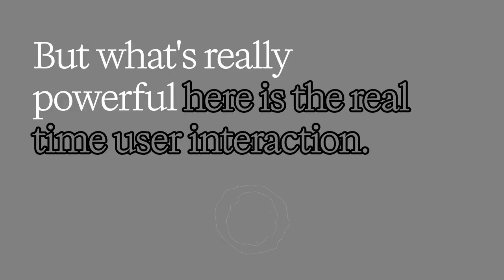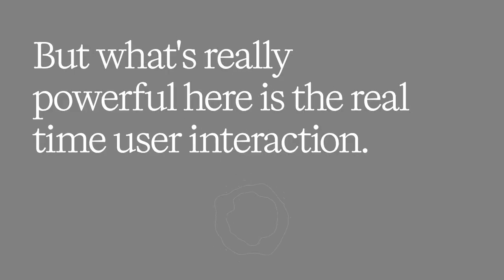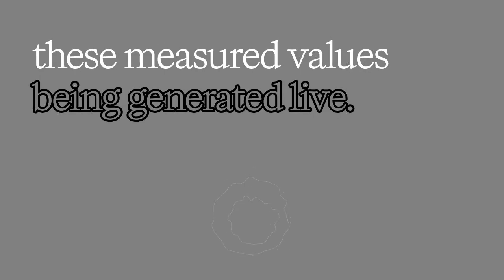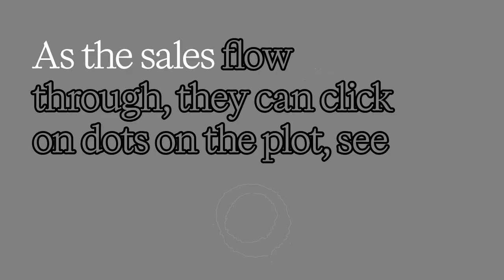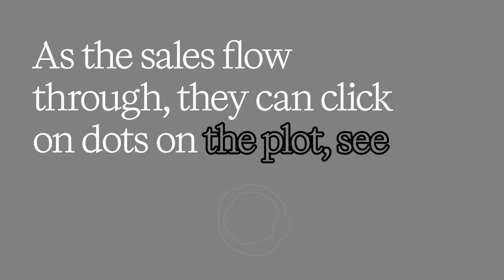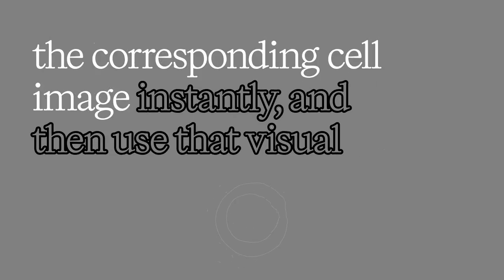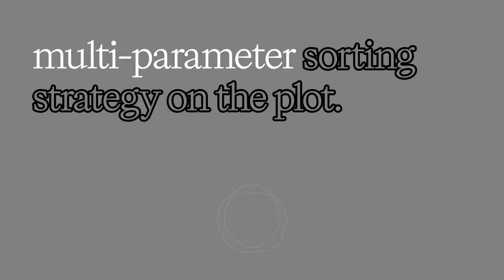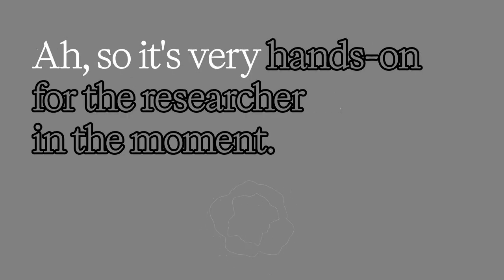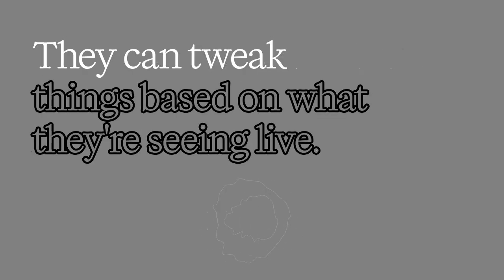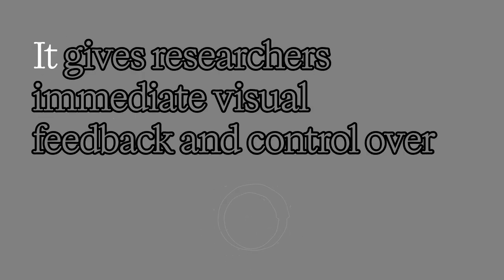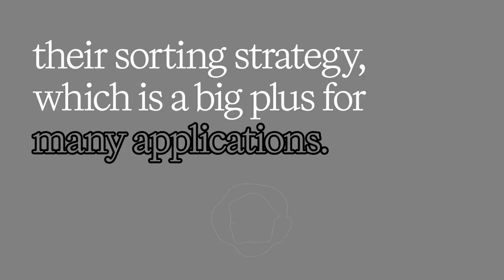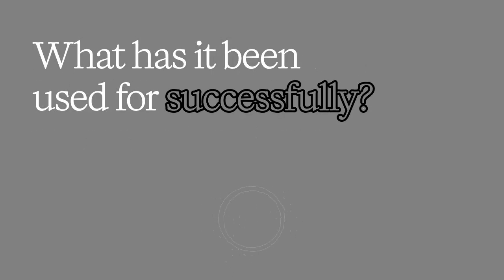But what's really powerful here is the real-time user interaction. Researchers can actually see plots of these measured values being generated live as the cells flow through. They can click on dots on the plot, see the corresponding cell image instantly, and then use that visual feedback to draw gates and optimize their multi-parameter sorting strategy on the fly. So it's very hands-on for the researcher in the moment. They can tweak things based on what they're seeing live. Exactly. It gives researchers immediate visual feedback and control over their sorting strategy, which is a big plus for many applications. What has it been used for successfully?